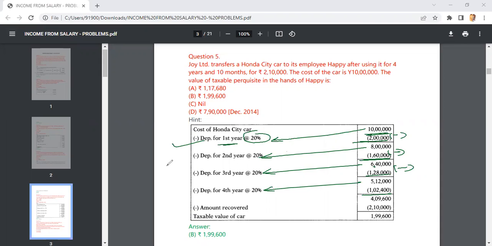So for 4 years on the written down value method, this is what we call the written down value or diminishing value method. Through this method you keep doing the sums, okay? So finally 4,09,600 comes. But the actual amount he is paying for the car is 2,10,000. So you subtract that amount, and finally you get the value of the perquisite. Understood? Is there any doubt in this?